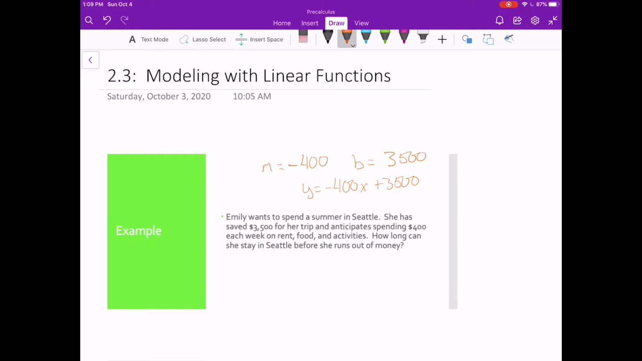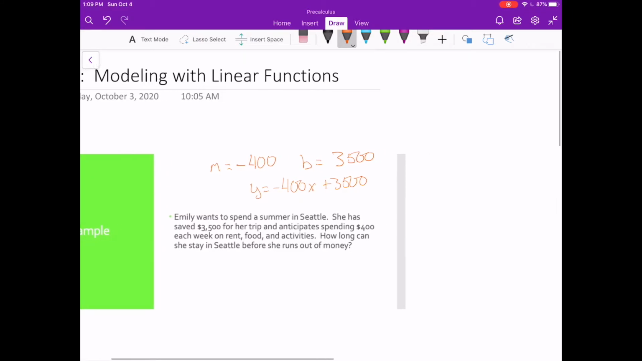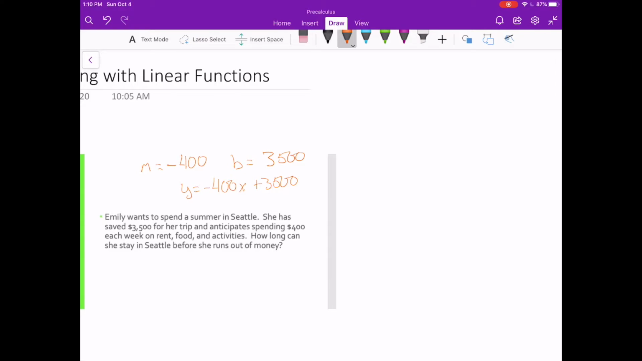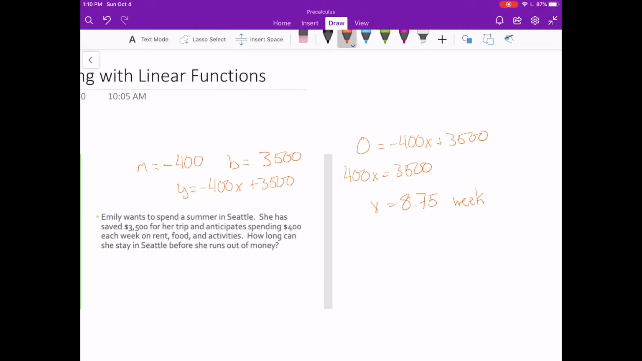Now that doesn't answer the question. The question is how long can she stay in Seattle before she runs out of money? So we need to know when she's going to have $0. So I'm going to put 0 in for y, and I'm going to solve from there. So I'm going to add 400x to both sides, and then divide. So if I get my calculator out, 3,500 divided by 400 is 8.75. So she will make it 8.75 weeks. So almost 3 months, but not quite.